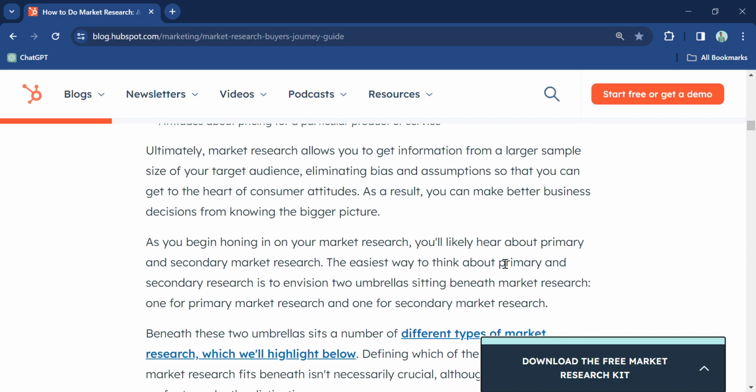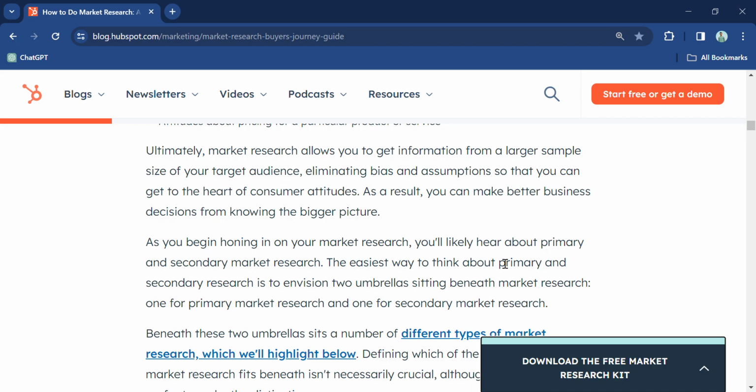Ultimately, market research allows you to get information from a larger sample size of your audience, eliminating bias and assumptions so that you can get to the heart of consumer attitude. As a result, you can make better business decisions from knowing the bigger picture.